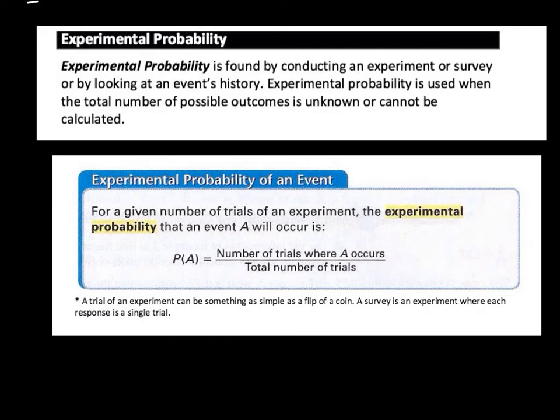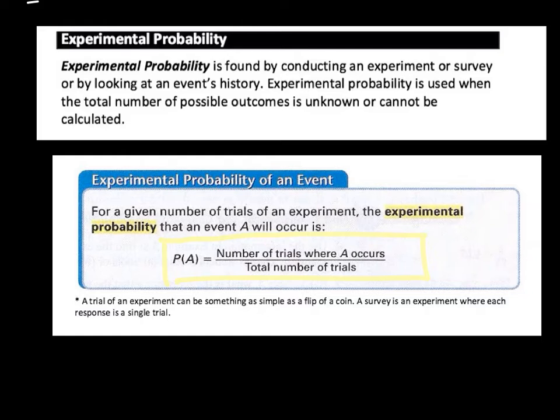So experimental probability is the number of trials. So if you're trying to find the probability of event A, it's the number of trials where event A occurred over the total number of trials you've done.